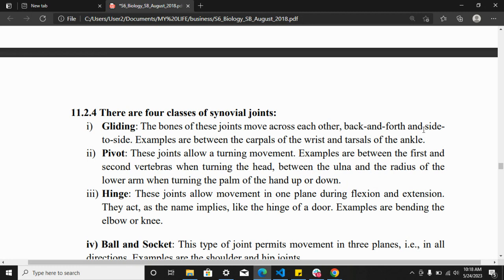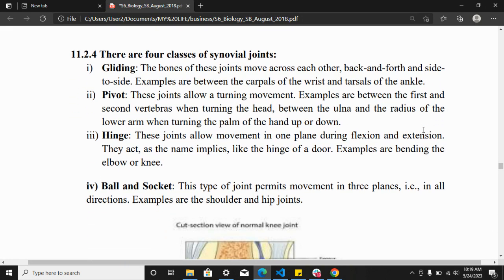Then the others are what we call pivot. Examples are between the first and second vertebra when turning the head, and between the ulna and the radius of the lower arm when turning the palm. These are joints that allow a turning movement.